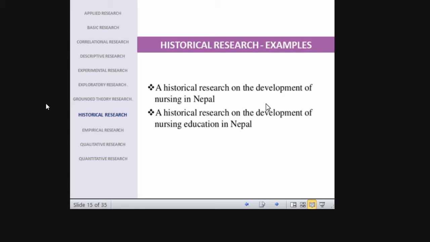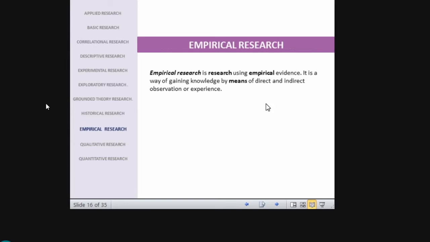Examples: historical research on the development of nursing in Nepal, historical research on the development of nursing education in Nepal, historical research on the development of libraries in India, and library education in India, similar terms when we compare this with our field.